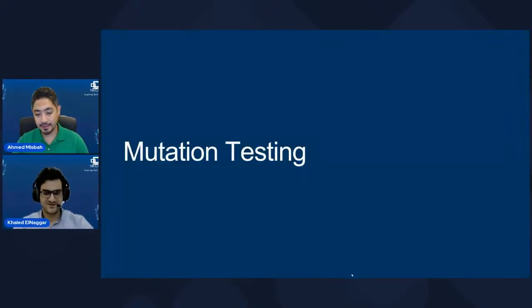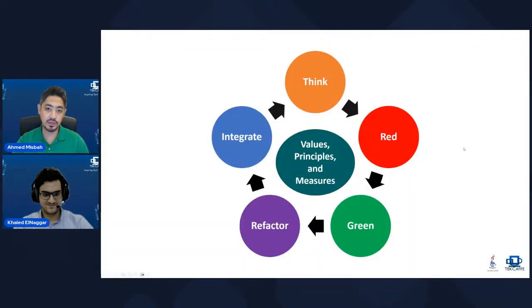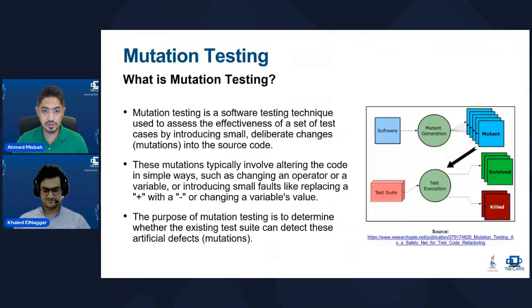Okay, so let's talk about mutation testing. So going back to Tech Cafe's TDD cycle, we're now going to be talking about the inner circle, okay, and specifically the measures. So how do you know that you have written good tests? So the best way or the best measure, or let's not use the word best, let's use the word recommended, okay?